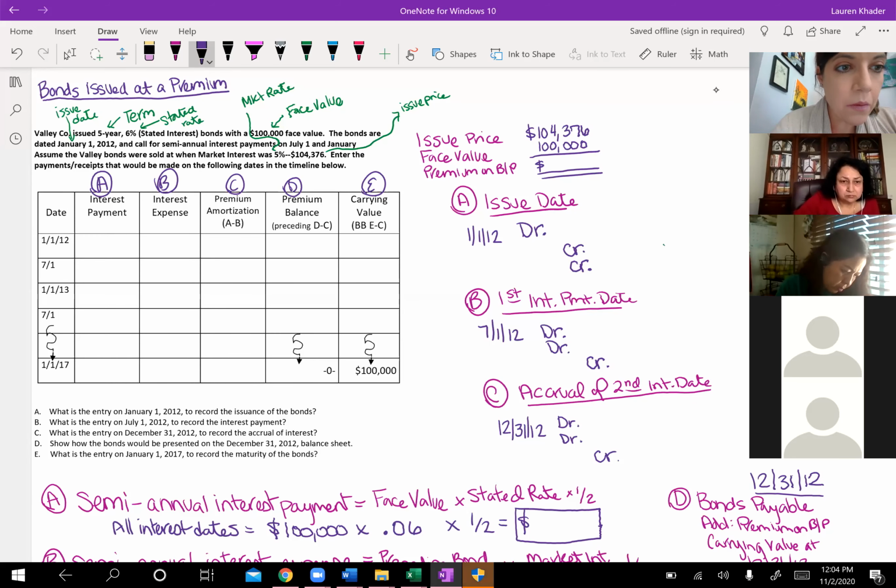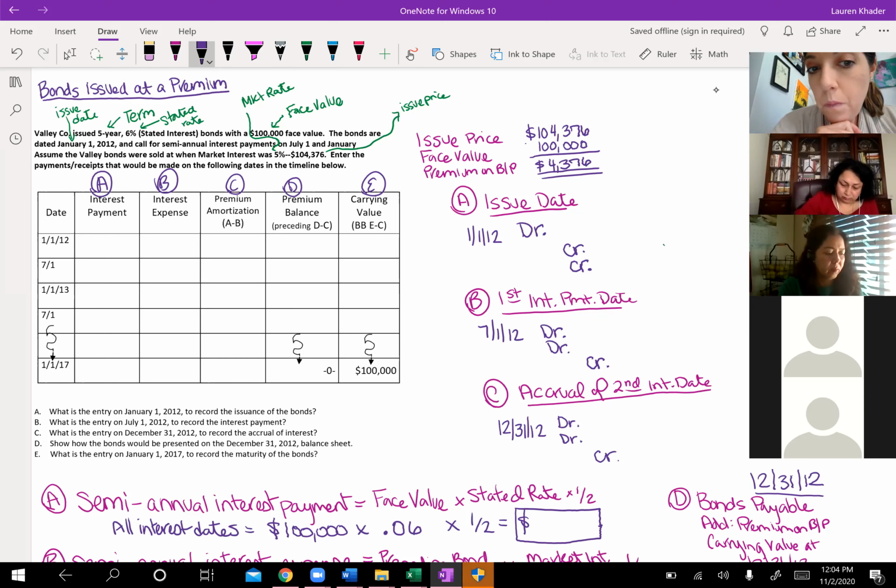So I already went through and I labeled everything up above. Just compare it to what you've figured out. So they issued the bonds at 104,376. So that's the issue price. Face value of the bonds was 100,000. So what amount was our premium on bonds payable? 4,376. Correct.